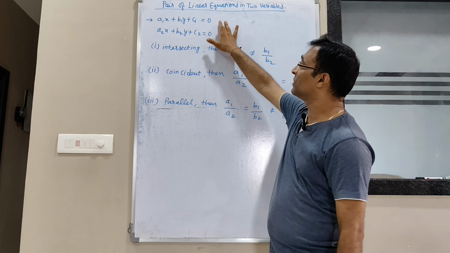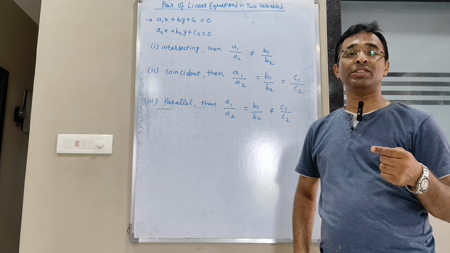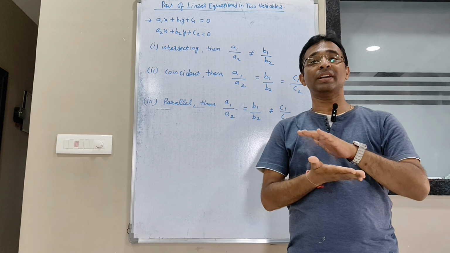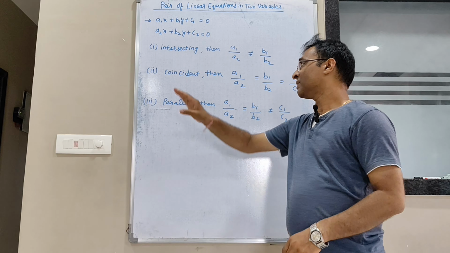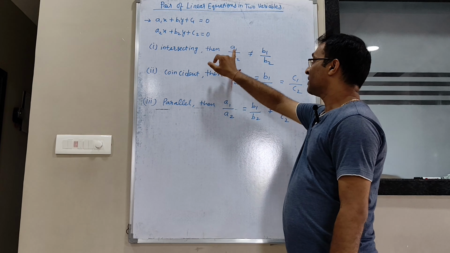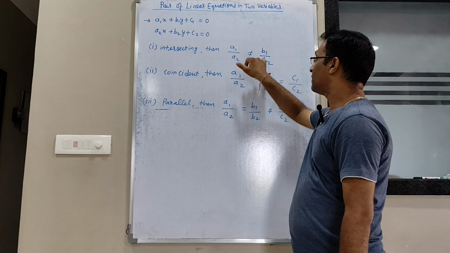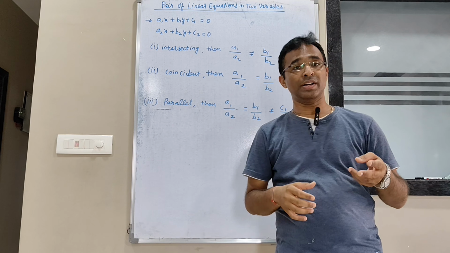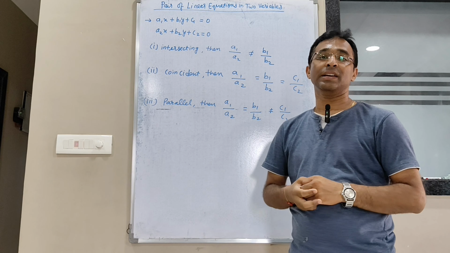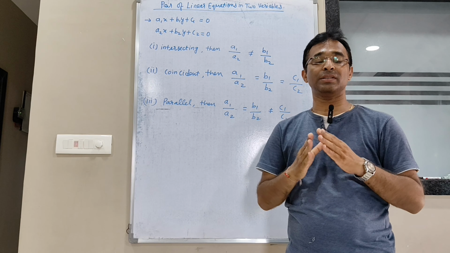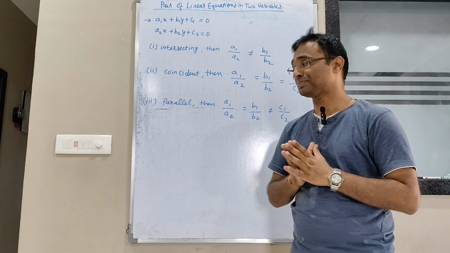Now if we want to solve these equations and find the solutions of x and y which satisfy both the equations, there are three cases which we consider. First is intersecting. If a1 upon a2 is not equal to b1 upon b2, then the lines are considered as intersecting lines. That means both the lines will intersect at one common point.